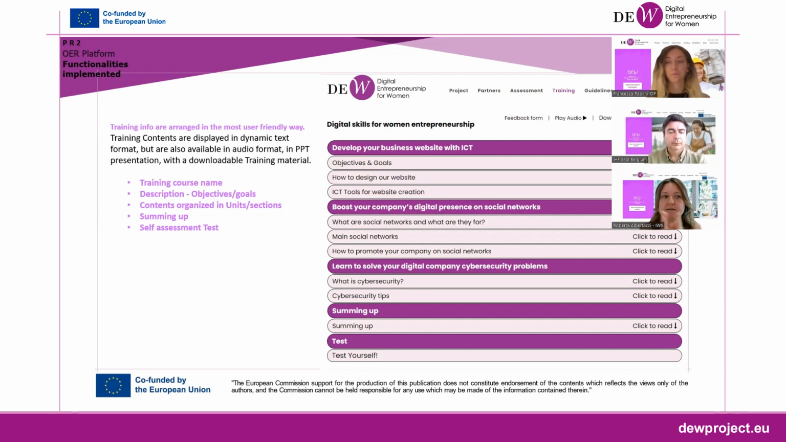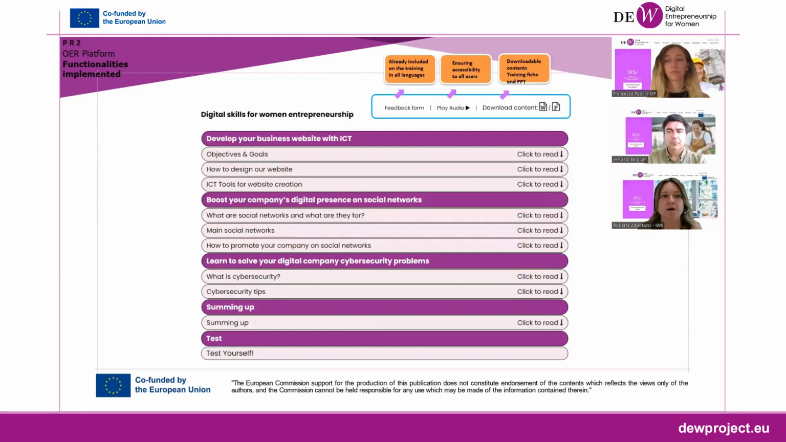Therefore, we will find description, objective, and goals, contents organized in units, a summing up section to really fix the content, and the self-assessment tool. Also, as we thought about user friendliness for our users, we prepared a feedback form section where they can leave their feedback. All contents can be listened to in audio format and downloaded into a Word and a PDF for a smoother use, also in offline settings.